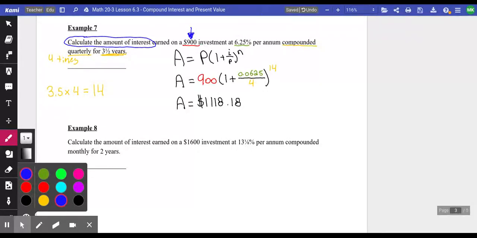The amount of interest is how much extra you pay instead of your 900. So what we want to do to figure out the interest is figure out the difference between what I started with and what I finished with. So if I go 1,118.18 and I subtract 900, that will tell me how much interest there is. In this case, it's $218.18. That is the amount of interest that you are getting. It's an investment, so it's how much you've earned. You've earned $218.